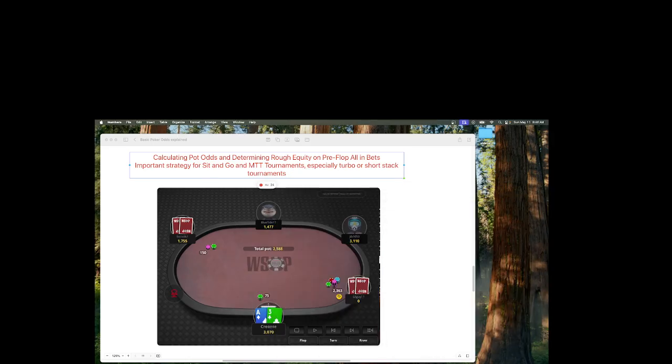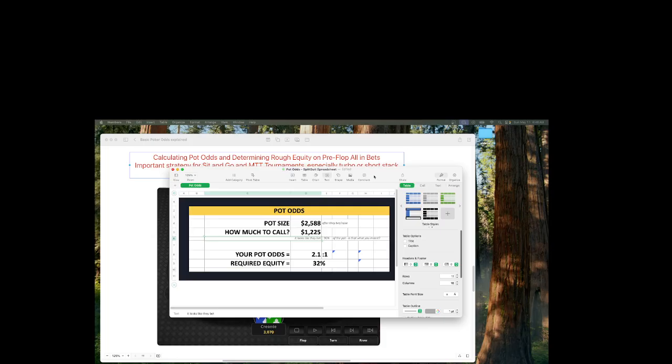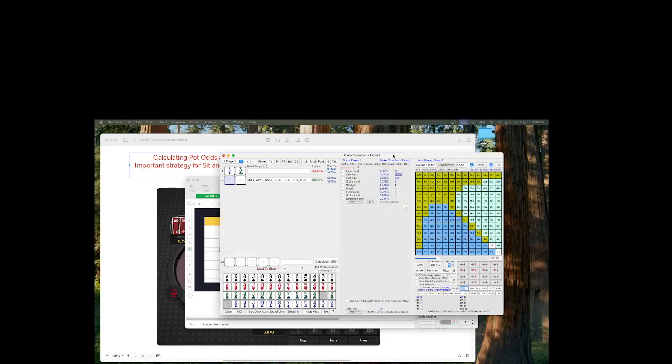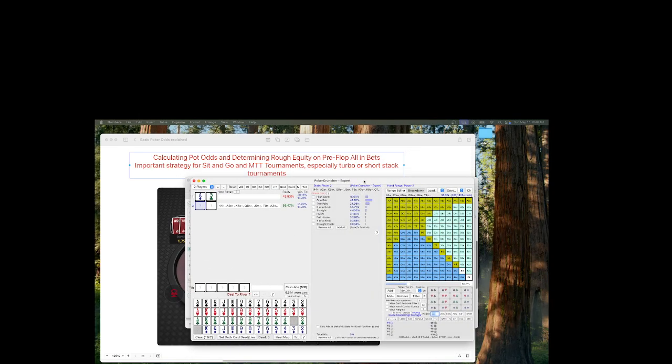Now let's say, to give you an idea, let's say this guy only had 1,300. So he shoved 1,300. That means we'd have to call 1225. So in this situation, if he had less chips, we'd be getting approximately 2.1 to 1 or 32% equity. And in that situation, we would be justified in calling a much lighter pre-flop.